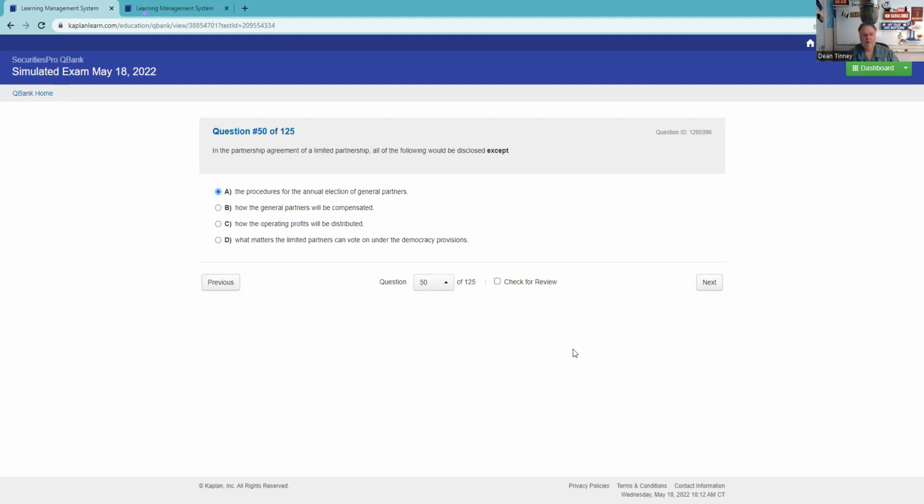How will the general partners be compensated? Yeah. How will the property be distributed? Yeah. So I'm going to go with A. I might miss that one. I doubt it, but let's see if I miss that one.